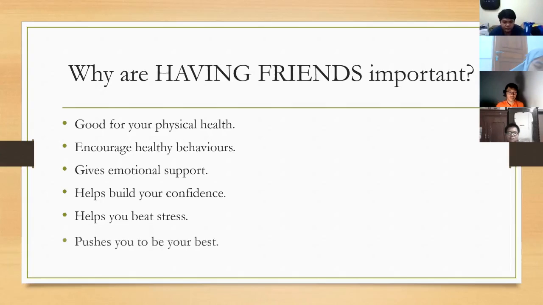And the last one, push you to be your best. Having a lot of friends, especially smart friends, can be a double-edged sword, to be honest. But if you look at the positivity of having smart friends, it can be your motivation. It can be your, what is it in Indonesian? Tolak ukur for yourself to be a better person. So yes, that is six reasons why having friends is important. And yeah, I think that's all from me for this session, and we can move on to the last part of our learning this day. Let's move on.